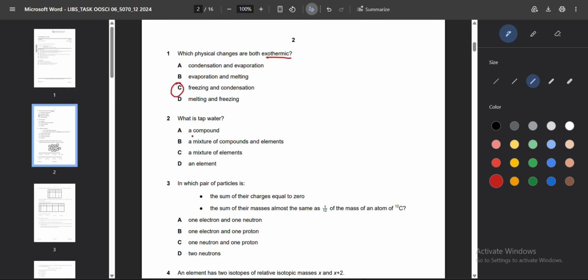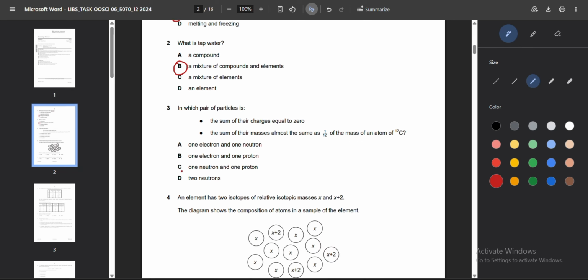What is tap water? A compound, a mixture of compounds and elements, a mixture of elements or an element. Tap water, as you know, is not pure water, it's a mixture of compounds and elements. Which compounds? Compounds like dissolved salts such as sodium chloride, calcium carbonate or magnesium salts are present dissolved in water, and elements, the dissolved elements such as dissolved oxygen and nitrogen.